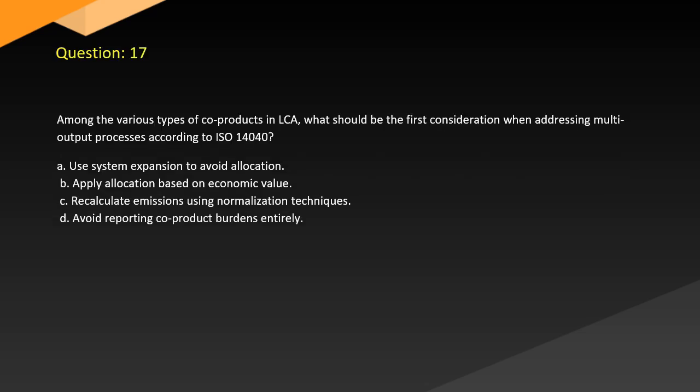Question 17. Among the various types of coproducts in LCA, what should be the first consideration when addressing multi-output processes according to ISO 14040? A. Use system expansion to avoid allocation. B. Apply allocation based on economic value. C. Recalculate emissions using normalization techniques. D. Avoid reporting coproduct burdens entirely.